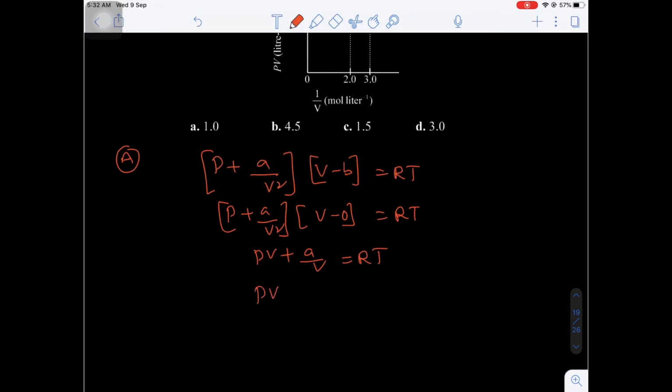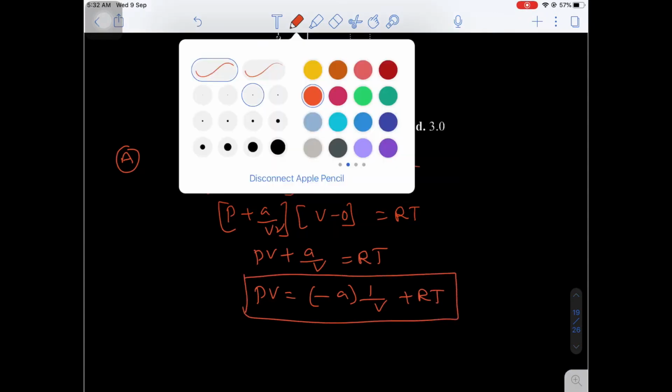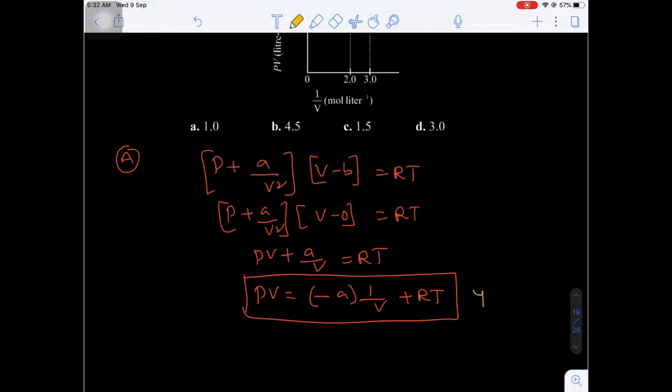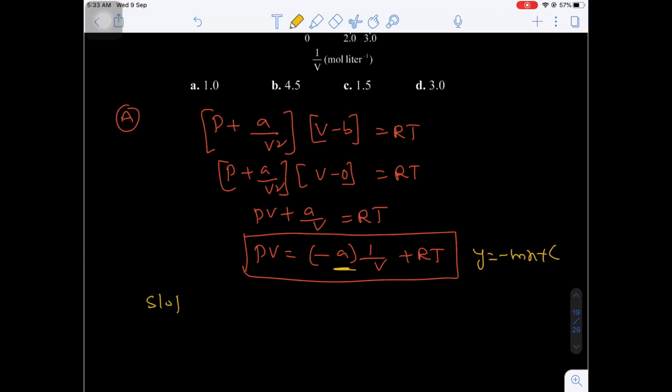Okay. Now what I am writing here, PV is equal to minus A into 1 by V plus R times of the temperature. Are you getting my point? Now if you observe this expression, is it in the form of y is equal to minus mx plus c? Yes. So what is the slope here? Van der Waals constant A. Do you know how to find the slope? Slope is nothing but the change in y coordinate divided by change in x coordinate. Are you getting my point? So which is equal to van der Waals constant A.